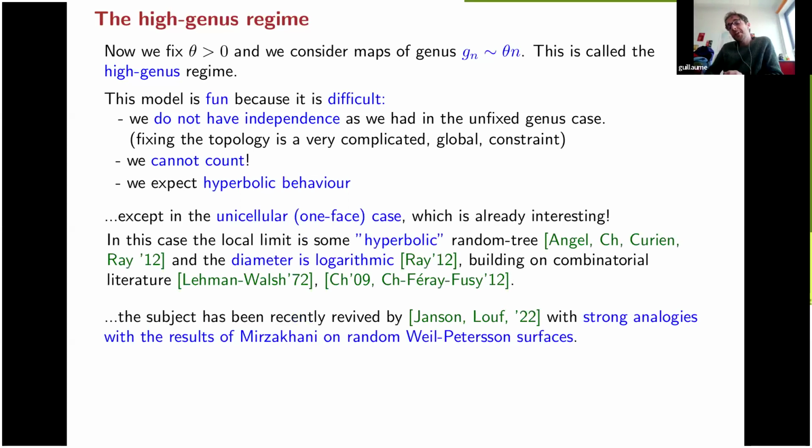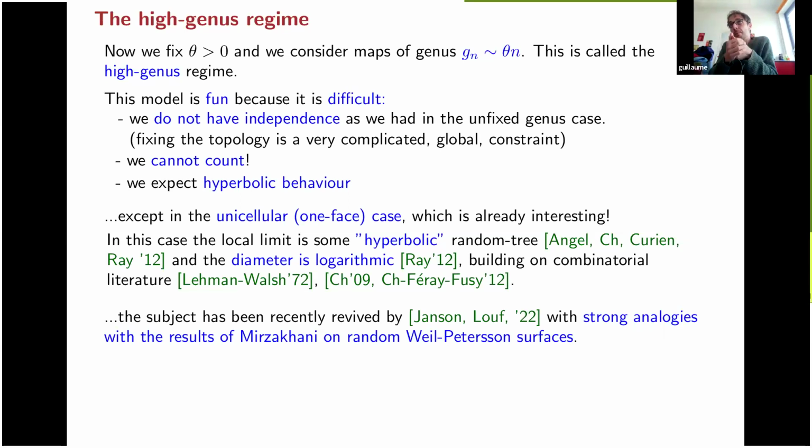People started to think about this maybe a little more than a decade ago. There was one thing we could do, which was this one-face case. It's a toy model. You just look at a random map with one face. You take a single polygon with 2n sides, and you do some gluing in such a way that you have something of genus g in the end, and that's your model. So it's not a triangulation at all, or a quadrangulation. It's just a map with one face.